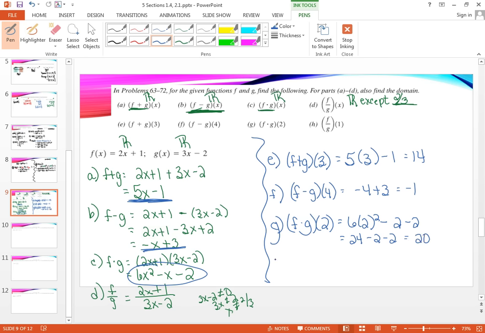And then the last one, H, F over G of 1. So 2 times 1 plus 1 over 3 times 1 minus 2. That's 2 plus 1 is 3 over 3 minus 2 is 1. That's 3. Okay. So again, notice it's some really cool number crunching. You just got to be real careful. Make sure you take your time and think through it. Okay. All right.